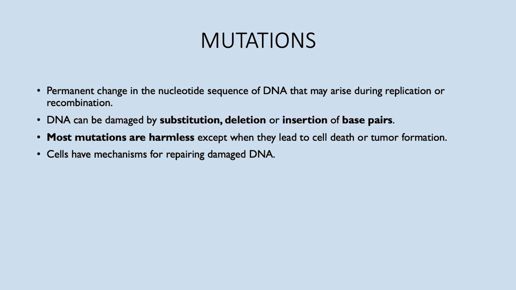Mutations are changes in the DNA sequence, in the normal DNA sequence that makes up a gene. And there are many different mechanisms that may result in a mutation. And there can be several consequences for these mutations. Sometimes the consequences are not important. Sometimes they can be very, very bad, can lead to cell death, cancers, etc. They are defined as a permanent change in the nucleotide sequence. These mutations may arise during replication or recombination of different genes.